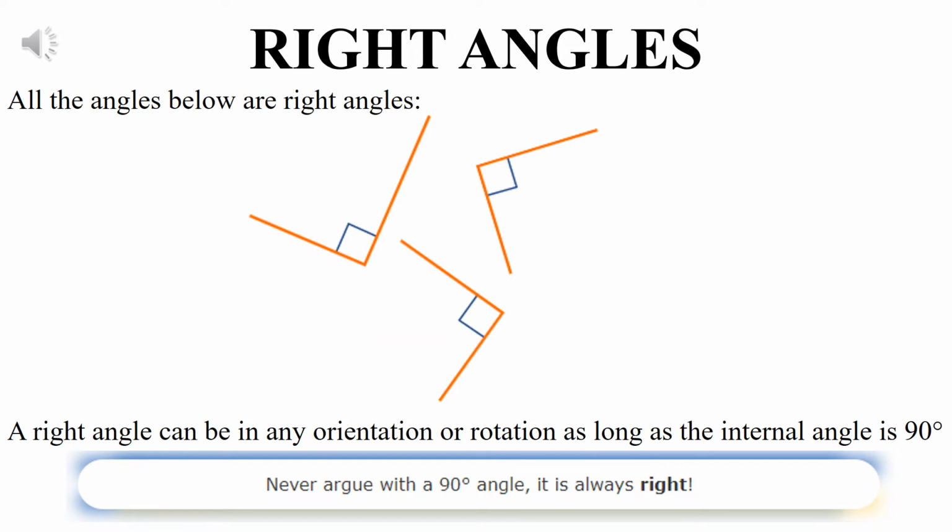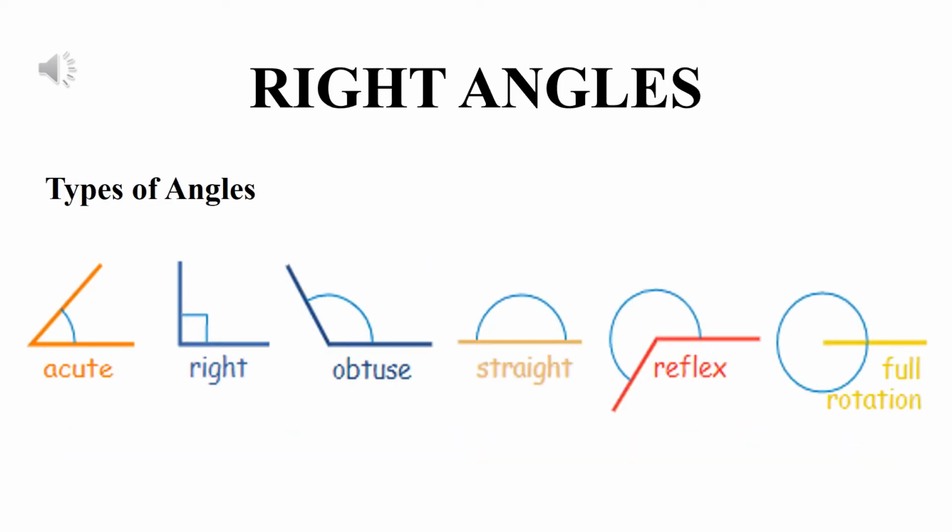All the angles below are right angles. A right angle can be in any orientation or rotation as long as the internal angle is 90 degrees. Never argue with a 90-degree angle, it is always right. Types of angles: acute, right, obtuse, straight, reflex, full rotation.